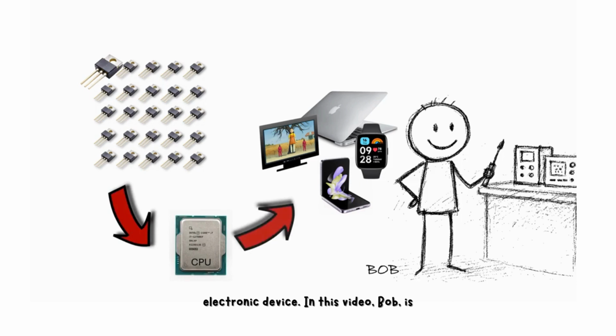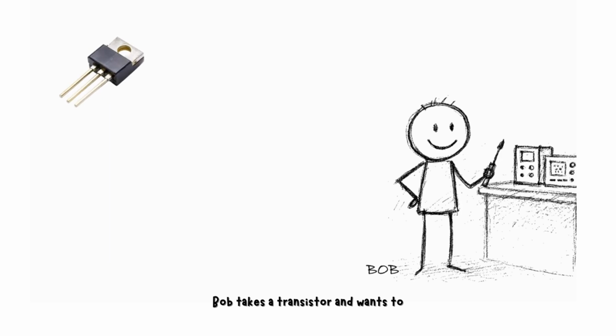In this video, Bob, who is passionate about electronics and technology, wants to understand how a seemingly insignificant component can carry out the complex operations required in modern technology. Bob takes a transistor and wants to study it to understand how it works.